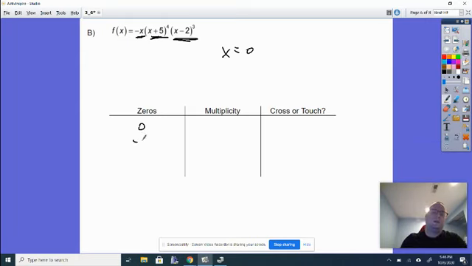So I have 1 at 0, 1 at -5, 1 at 2. Multiplicities of 1, 4, 3, cross, touch, and then cross because it's odd.